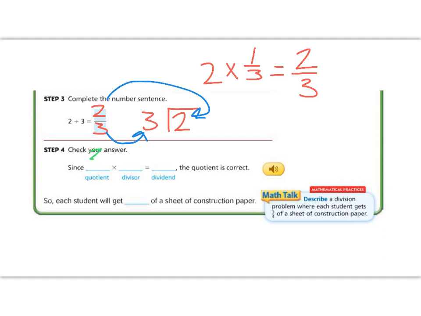If we have 2/3 times our divisor, which was 3, then remember we have an invisible 1 underneath. We're multiplying. 2 times 3 gives me 6, and 3 over 1 gives me 3, and 3 goes into 6 2 times. So that means that we're correct because there's only 2 pieces of paper. So each student will get 2/3 of a piece of paper. Great job, 5th graders. Let's keep going with the example.